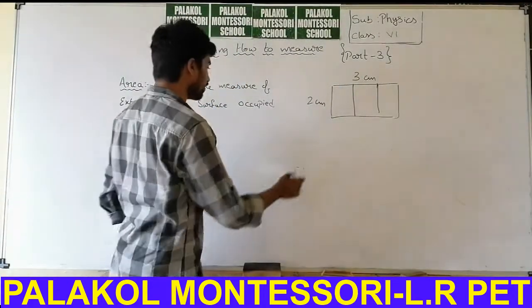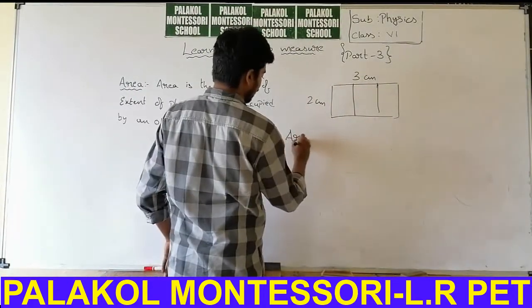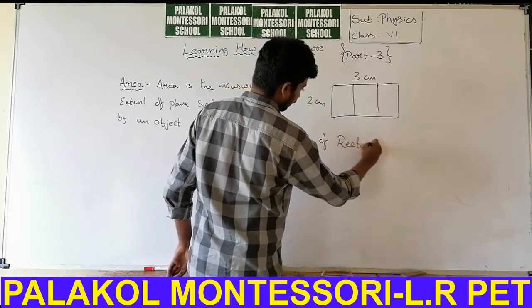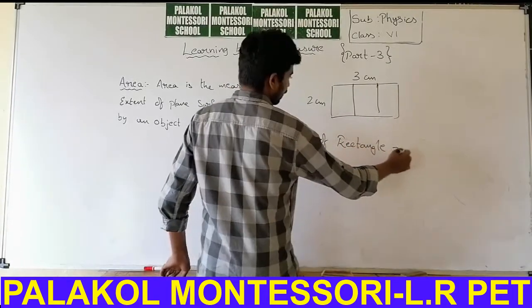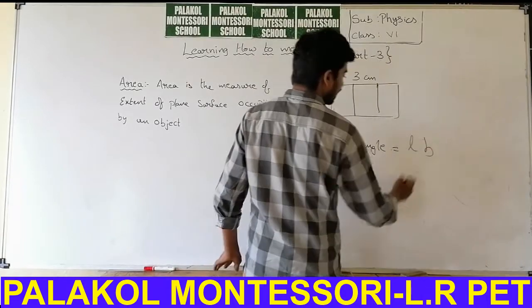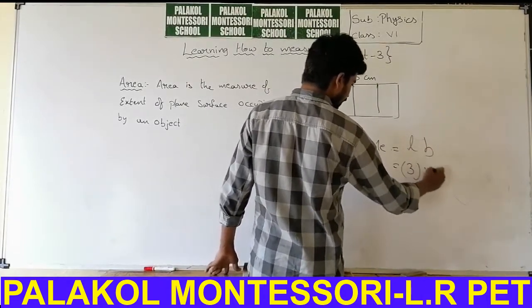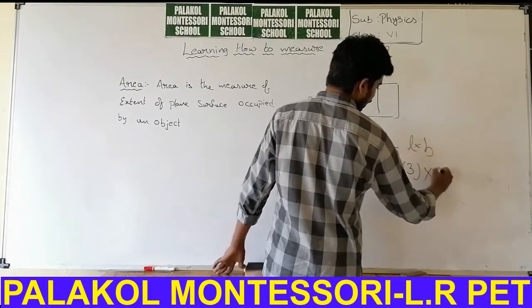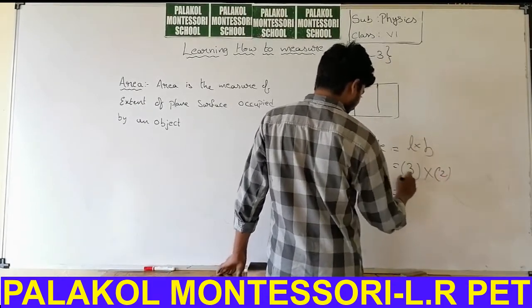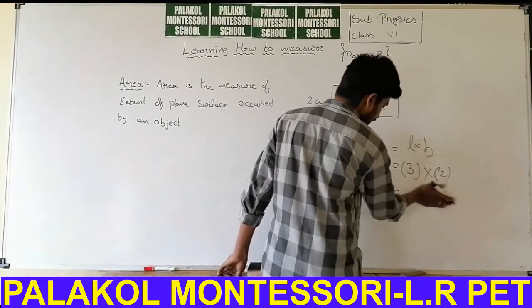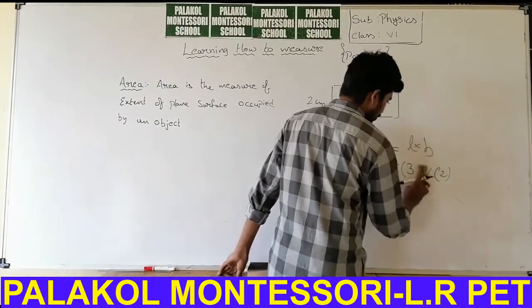So the formula for area of rectangle is, area of rectangle is equal to length into breadth. What is the length? 3, into what is the breadth? 2. So it is equal to 3 into 2, 6 centimeter square. Let us write the units also.